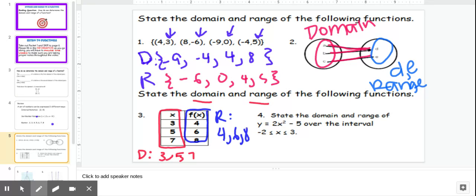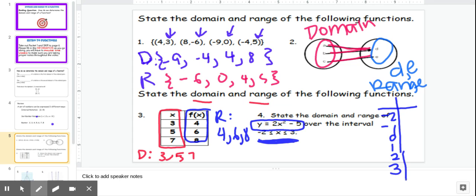But it gets a little bit more confusing here when we start to look at an equation of a function. And this little notation down here is our domain. It just tells us what we're going to use in our table for our x. So we're going to list from -2 to 3 on our table. Okay? And then we want to find the corresponding y values.